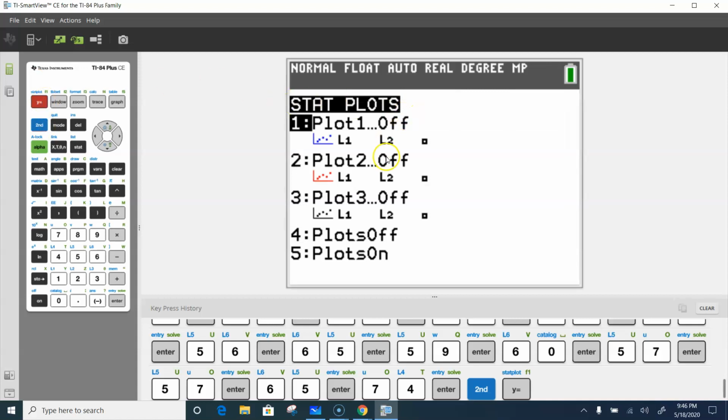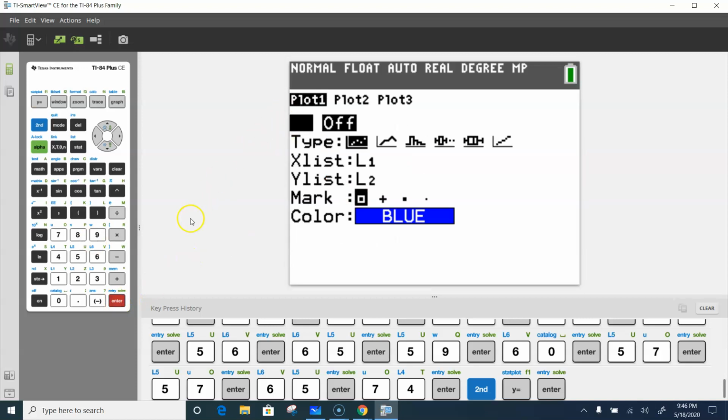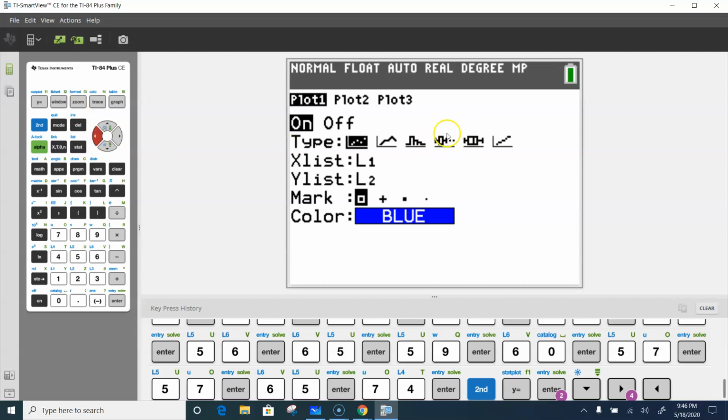So right now you can see all my plots are turned off. I'm going to press Enter so I can deal with plot number 1. I want to press Enter so that it's turned on. And then the type of plot I want is this first box plot here. It's the modified box plot. So if I do have outliers, it'll flag them for me.